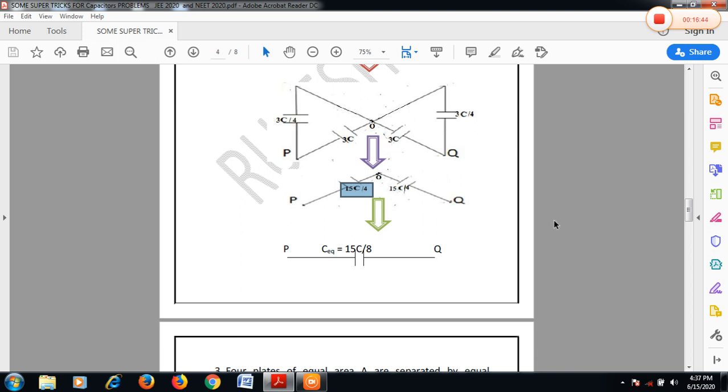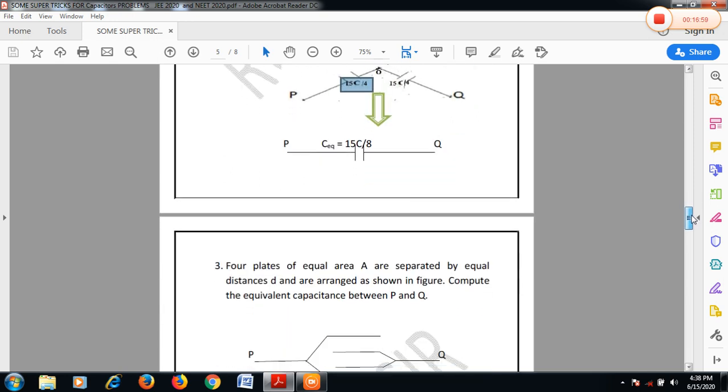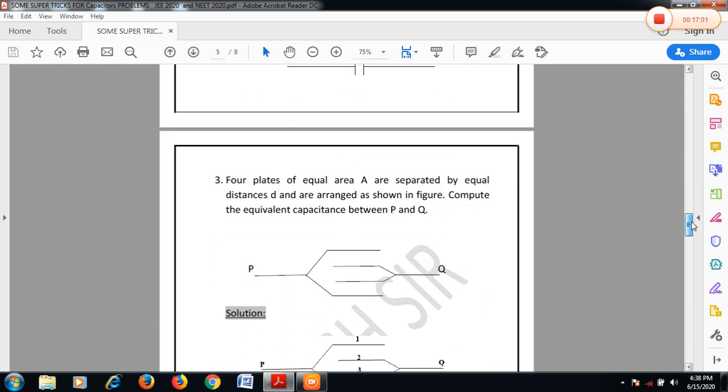Right? We can also do that: 15C by 4 into 15C by 4 divided by 15C by 4 plus 15C by 4. Okay, and we will get 15C by 8. Hope you have understood. So let us move forward to the next part.